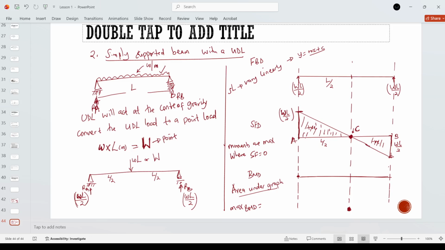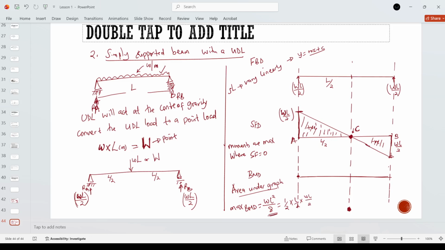So you want just the change caused by L over 2. It is WL squared over 8. Very good. WL squared over 8. So how did you get that? Half times L over 2, which is the base times height. Yes, WL over 2, which gave you WL squared over 8.